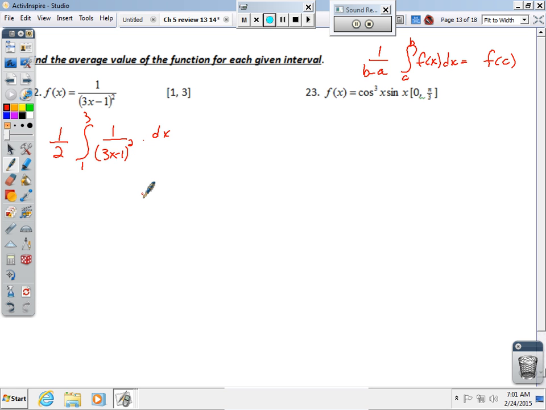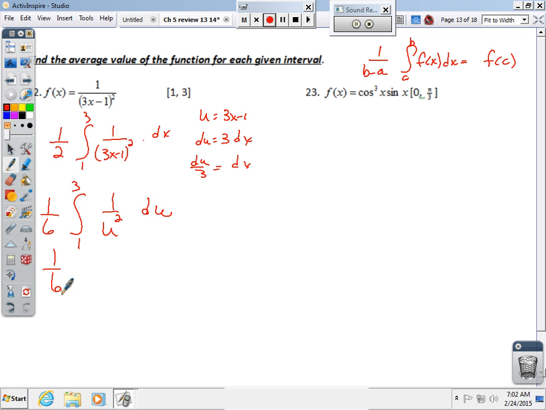And we'll use some u substitution here. So u is equal to 3x minus 1. du is going to be equal to 3 dx. So du over 3 equals dx. So we'll bring out the 1/3, so that'll give me a 1/6. Integrate from 1 to 3 of 1 over u squared du. And I'm going to rewrite that as 1/6, integrate from 1 to 3 of u to the negative second du.